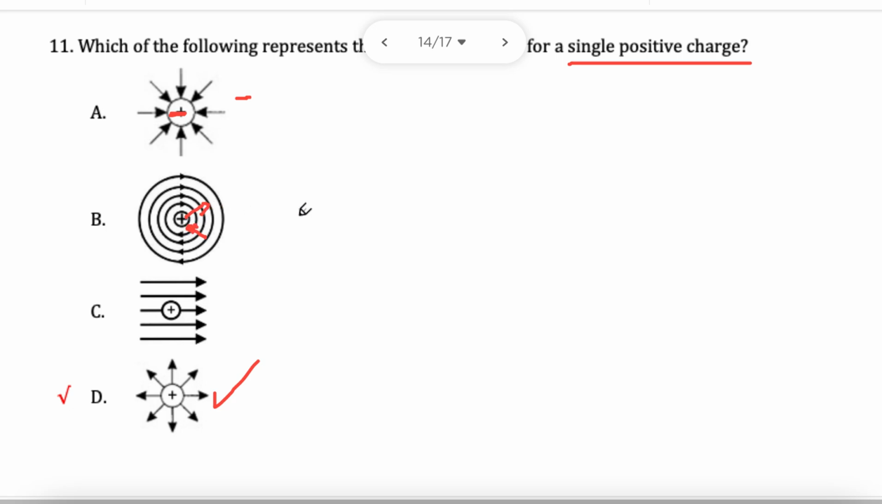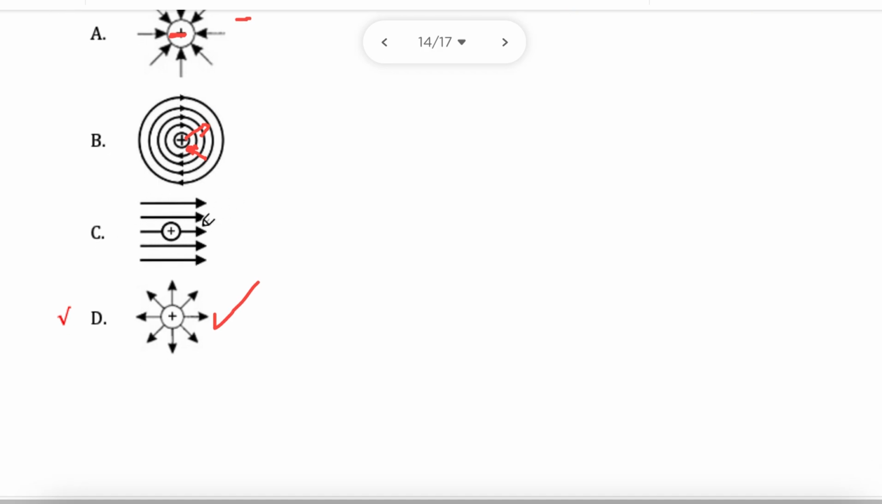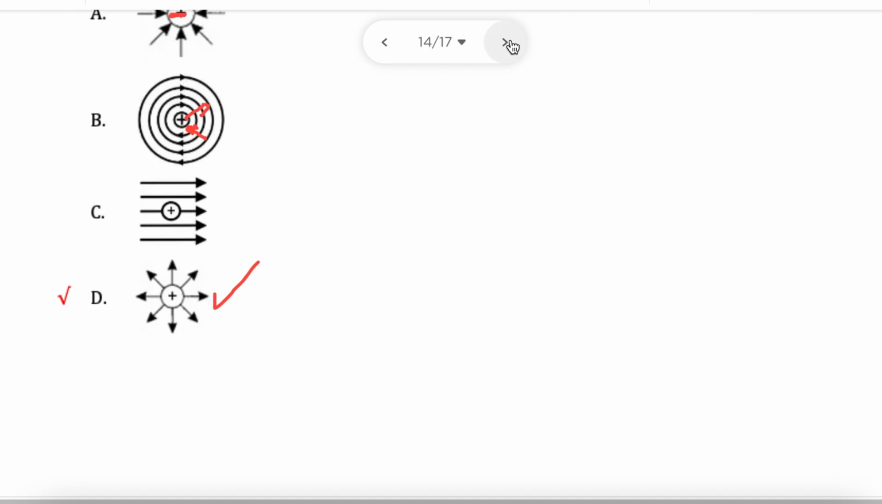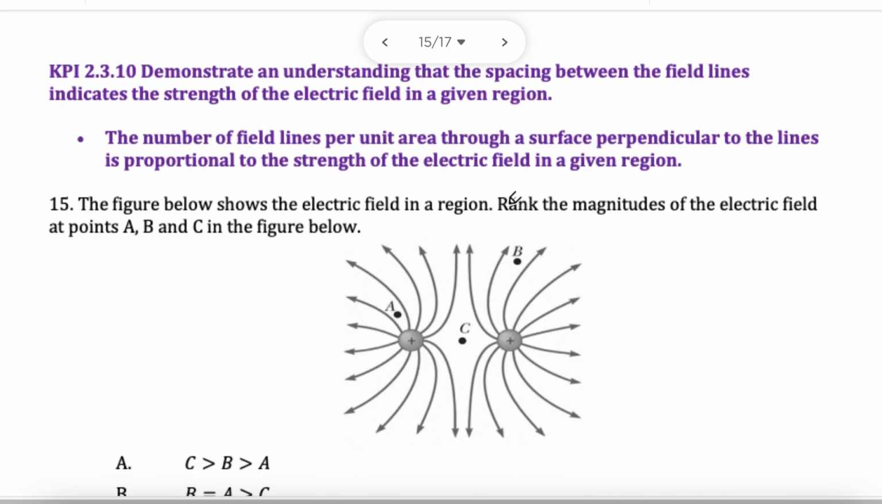This looks more like a field around a wire moving in and out, and we'll deal with that in another term. And this is a charge inside a field, so not true. This is the only one, plus with the lines going outwards. Okay, so let's move on.